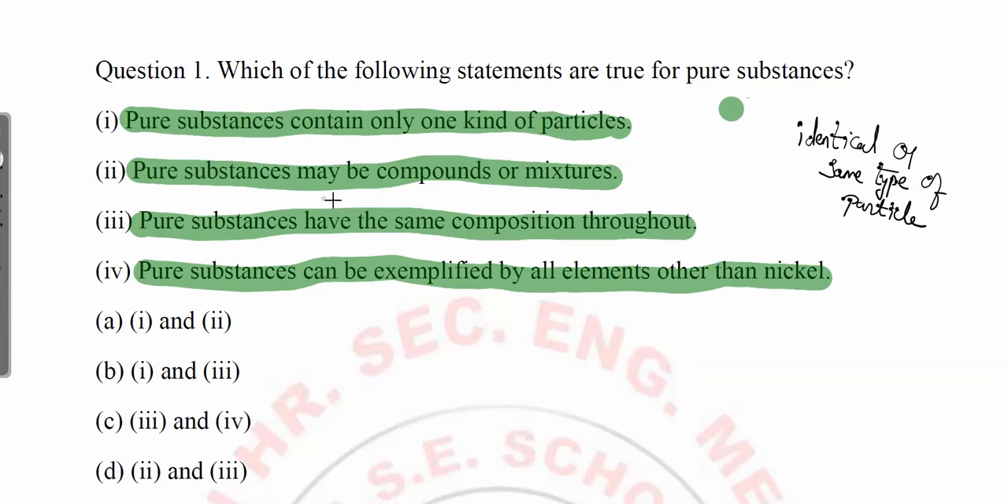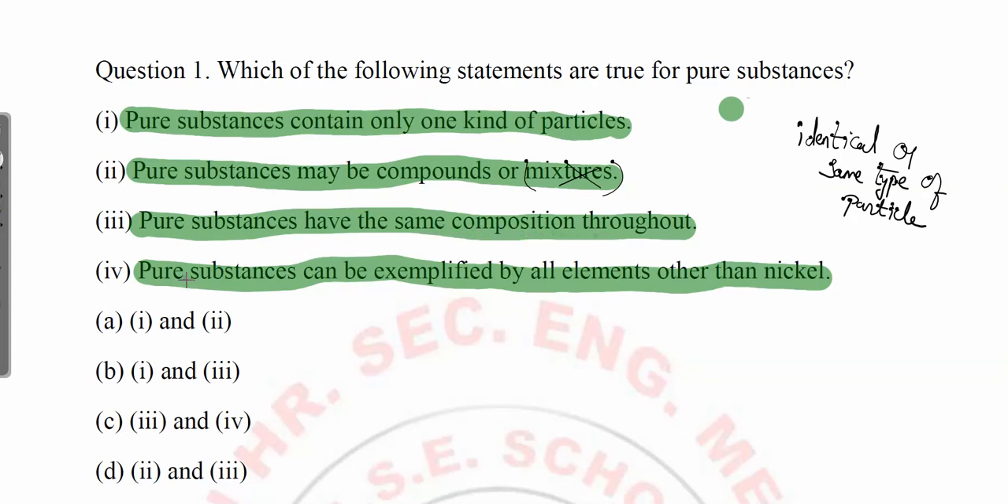The next, pure substances may be compounds or mixtures, but we know that mixtures cannot be a pure substance. So this second statement is incorrect, because in a mixture, two or more different types of particles are present. Hence we cannot consider a mixture as a pure substance. The third statement states that pure substances have the same composition throughout, so it can be considered true.